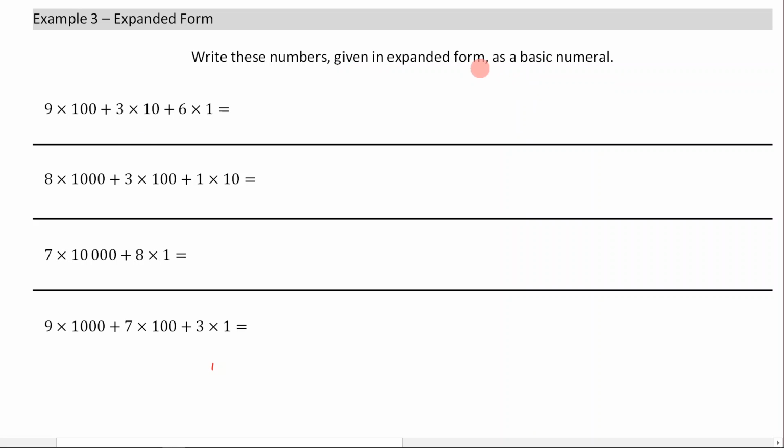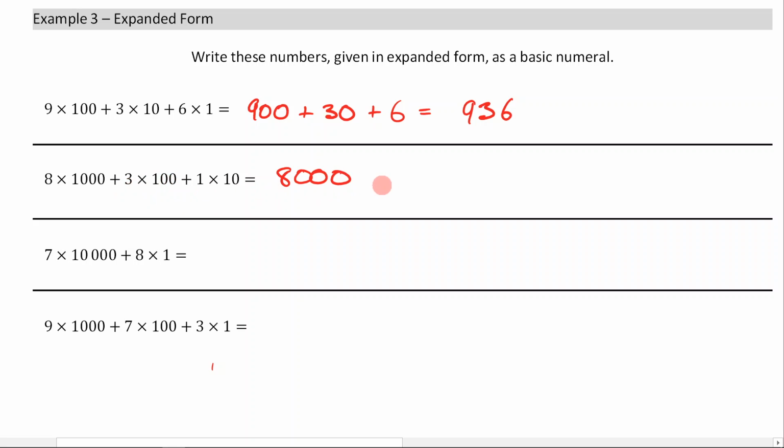Okay, so the first one here, 9 times 100, that's 900. 3 times 10, that's 30. Then 6 times 1, that's 6. So that means I'm going to get 936. The next one, 8 times 1000, that's 8,000.